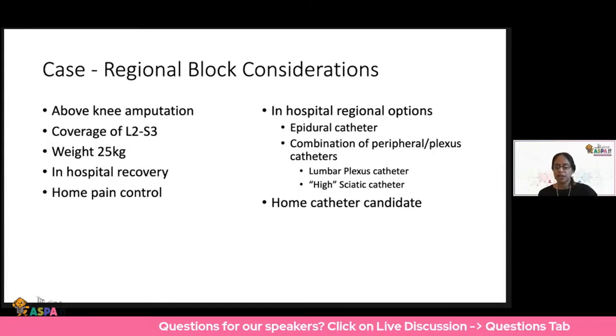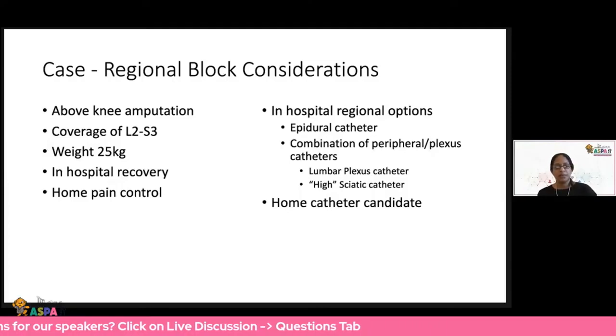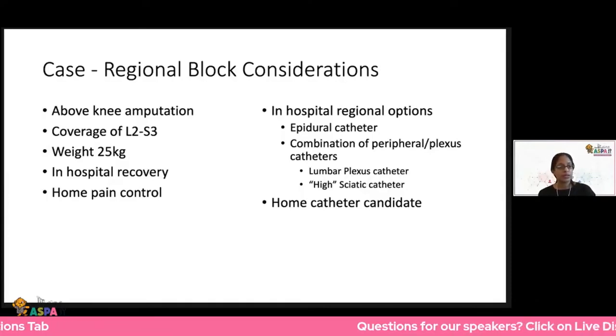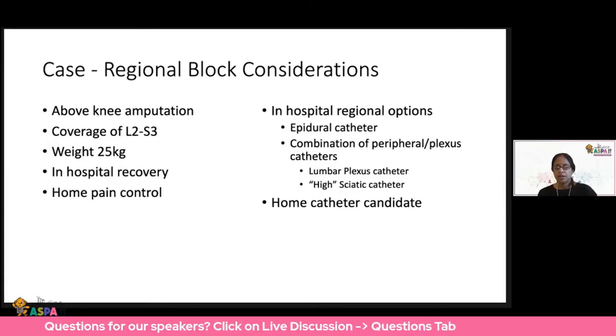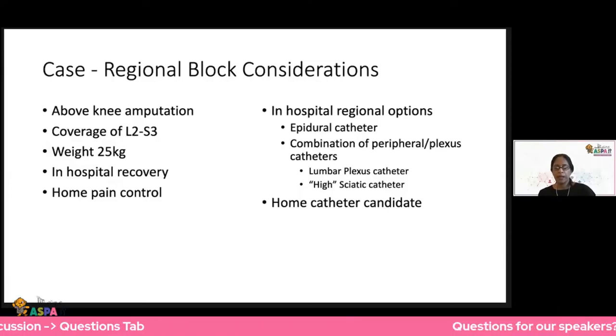Will image targeting be helpful by using ultrasound or fluoroscopy to guide the epidural to the right level and to one side of the spinal cord, just to target the side of the amputation? And then thinking about peripheral catheters, do we want one catheter or several catheters?